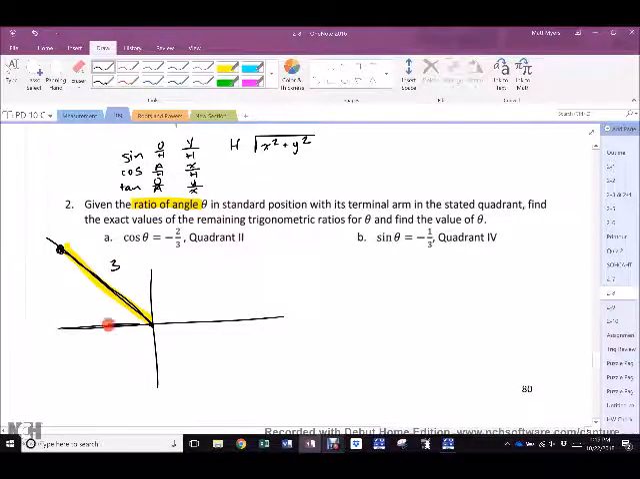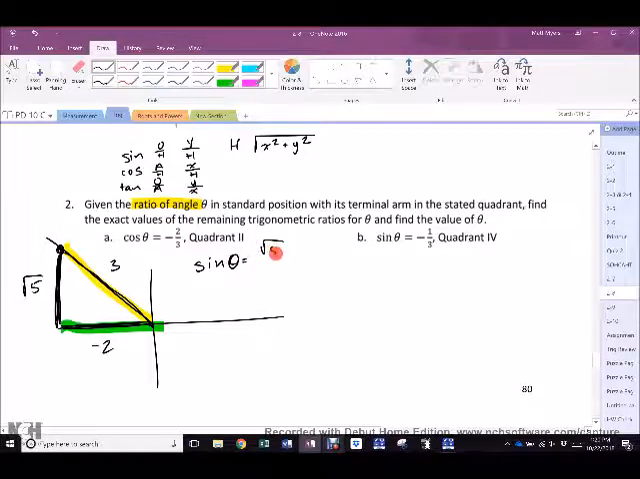What is this distance right here? X. So it is -2. What is this distance right here? Square root of 5. So this is, we already have cos. What is the sine? Root 5 over 3. What is the tan? Root 5 over -2. Is everybody good?